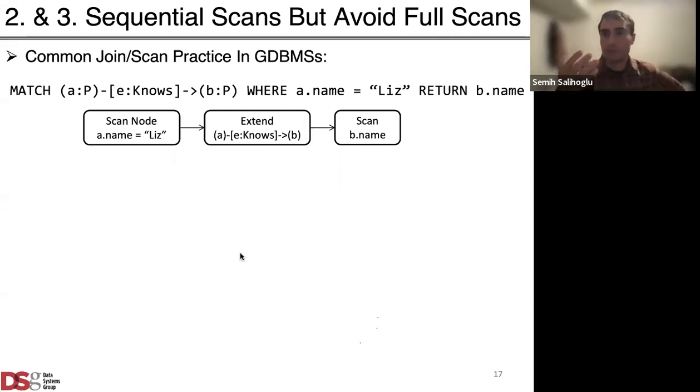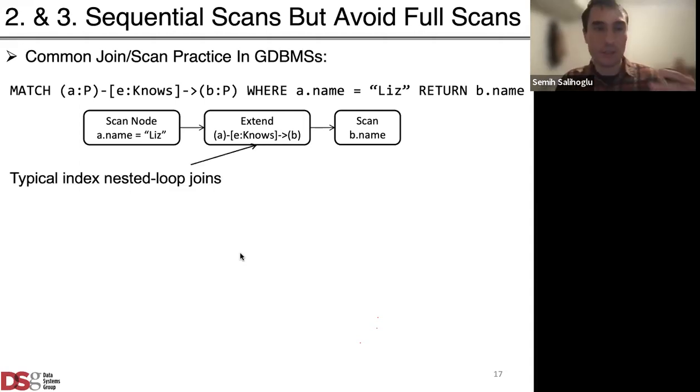One common way that joins and scans are done in graph databases, so systems like Neo4j, for example, is through these extend type of operators that might be followed by some scan operators, right? And this can actually lead to non-sequential reads, which is very bad if you're ever designing a disk-based system. Maybe if it's an in-memory system, this is fine, but if it's a disk-based system, no system should do this. It's very unrobust. So let me tell you what the problem could be.